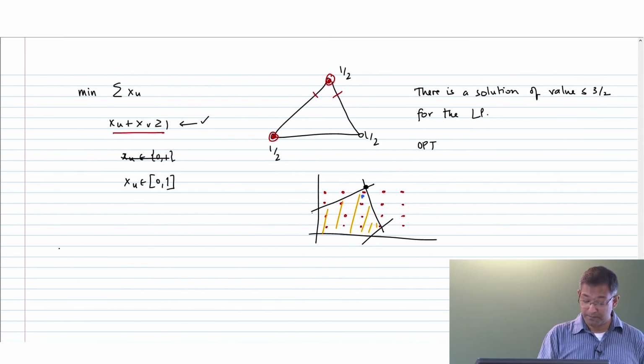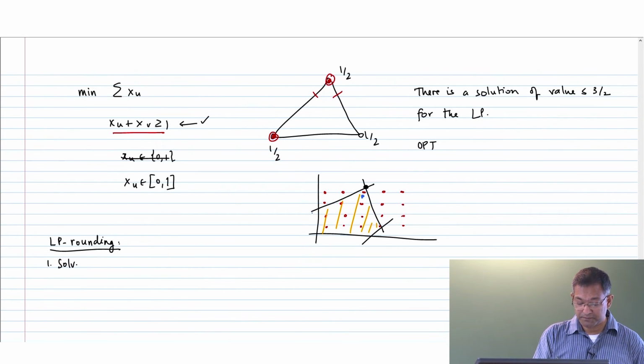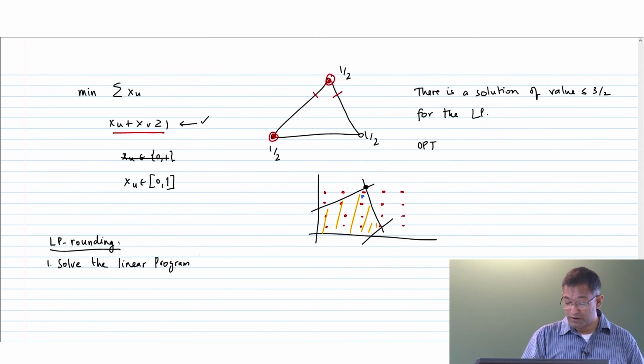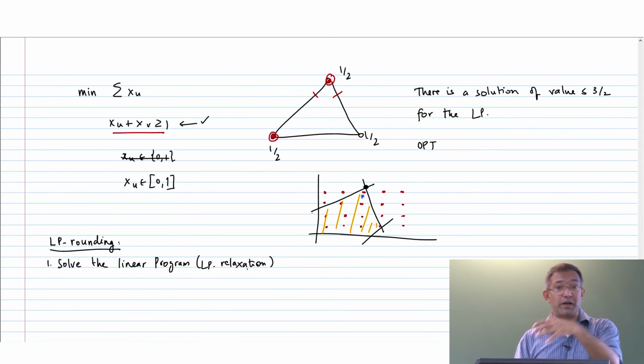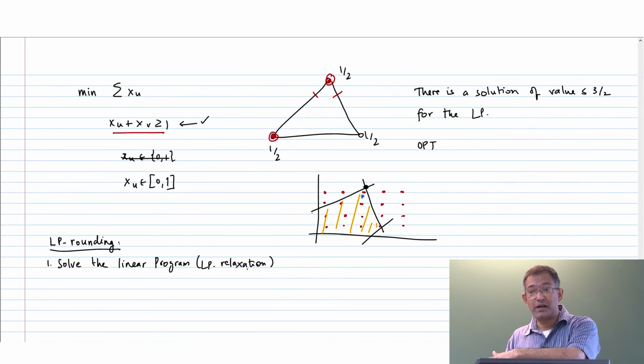So, therefore, what we will do is a technique called LP rounding. The technique is this: solve the linear program, which we know we can do in polynomial time. I mean the LP relaxation. So, you are given a discrete optimization problem, you write an integer linear program, you relax the integrality constraints to get a linear program, and you can solve the linear program in polynomial time, right.